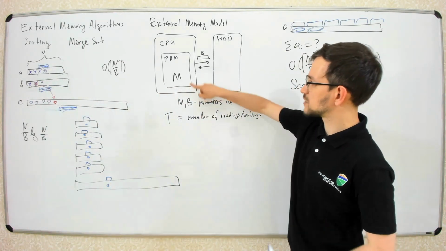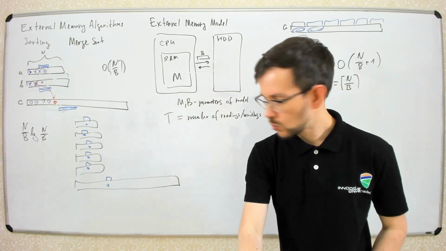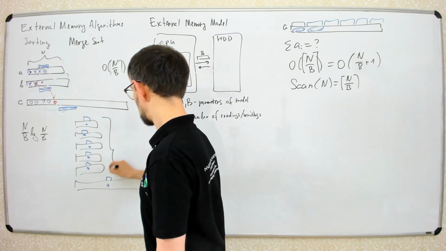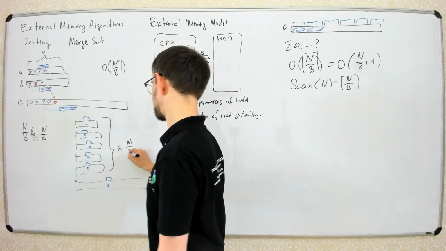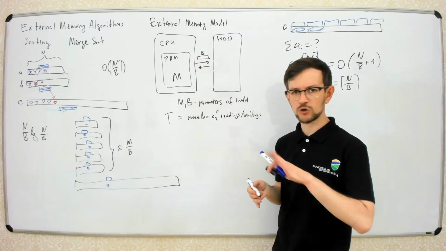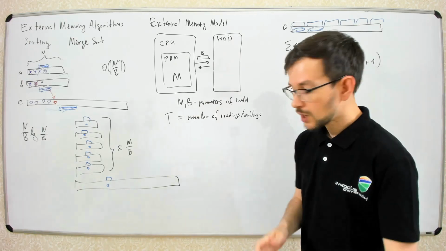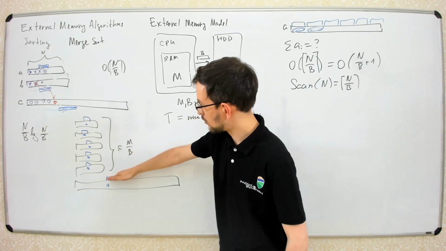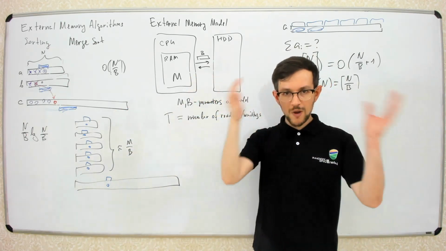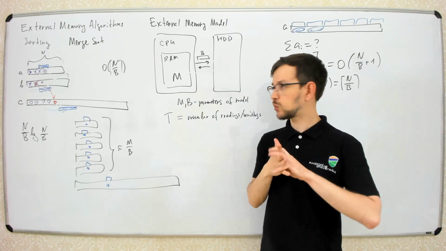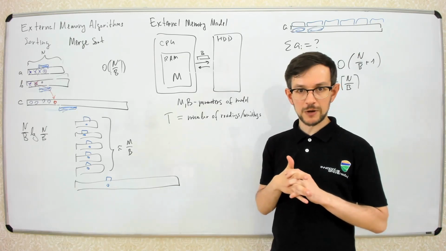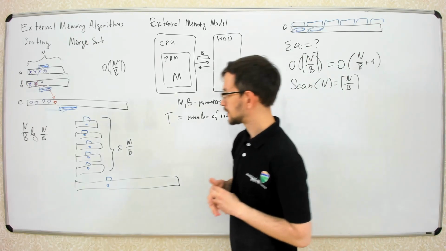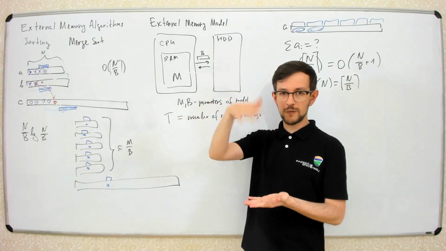So if the size of memory is m, then we can merge not 2 arrays, but about m over b arrays. Plus minus 1, I will ignore all the constants, right? So if you try to merge this number of arrays, you will use all your memory efficiently, and it will actually improve your time complexity. Because now the depth of your recursion will be much smaller.